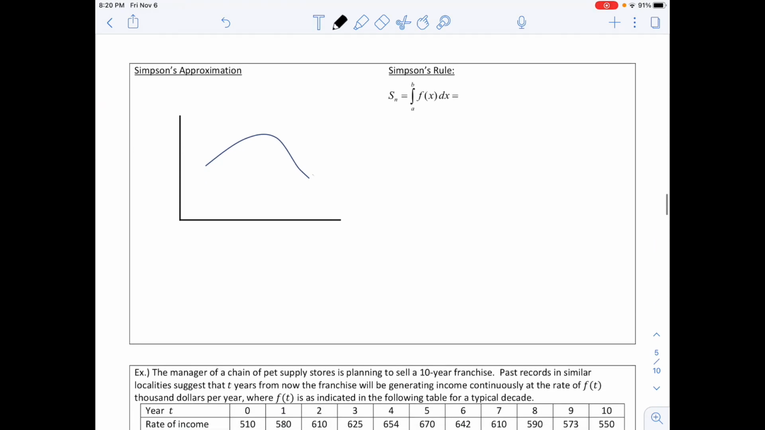So on the next page, we're going to take a closer look at Simpson's rule. If you see, I have a curve drawn there. In order to approximate this area, we're going to use what's called Simpson's rule, and Simpson's rule is going to use parabolas. And again, in order to use parabolas, we need 3 points.